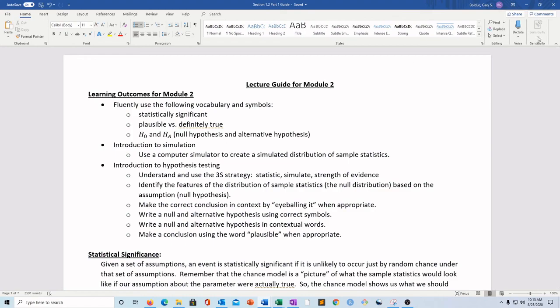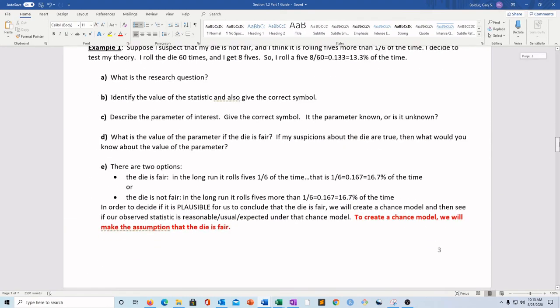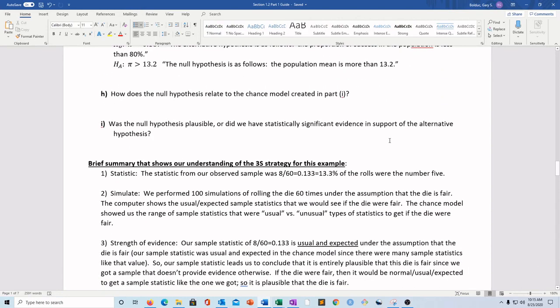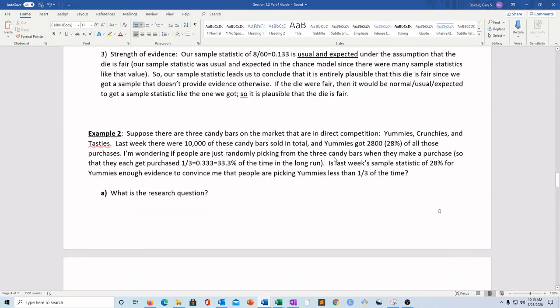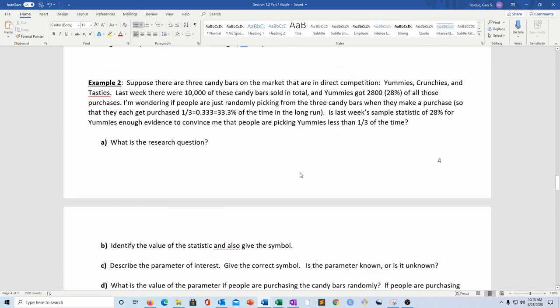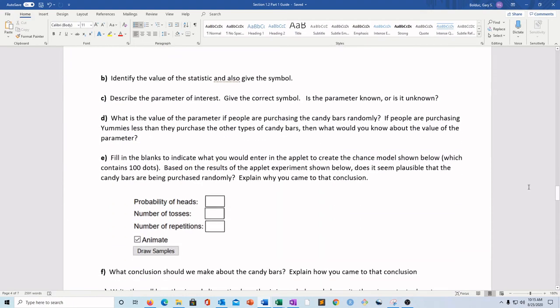So I have a video going through the examples that come a little bit later. Make sure you walk through those examples, check them out, try them before watching the videos, but of course just go through the videos when you get stuck.